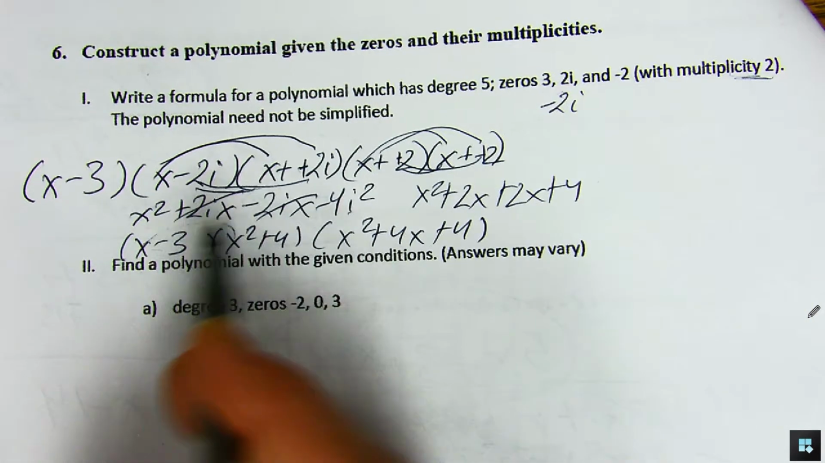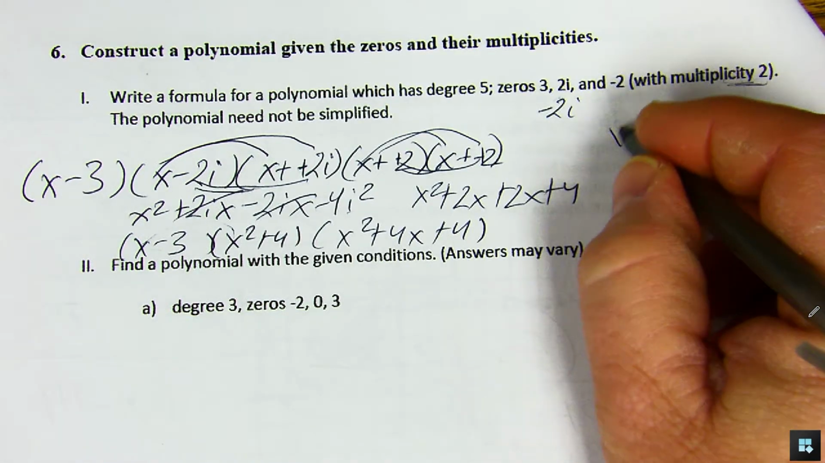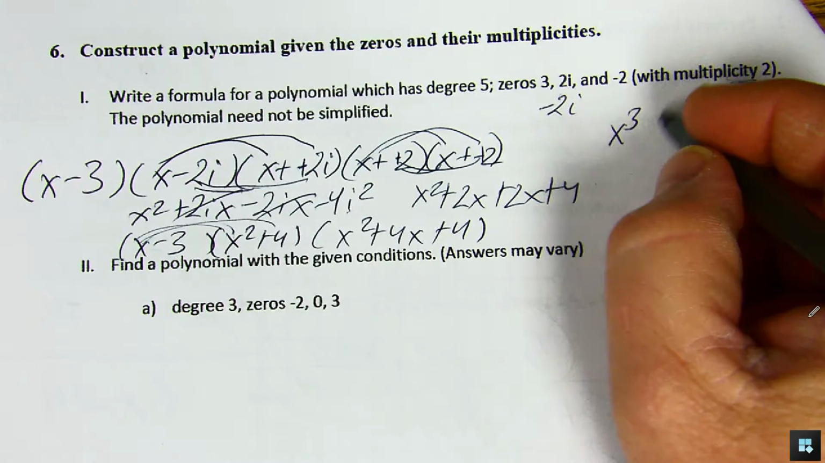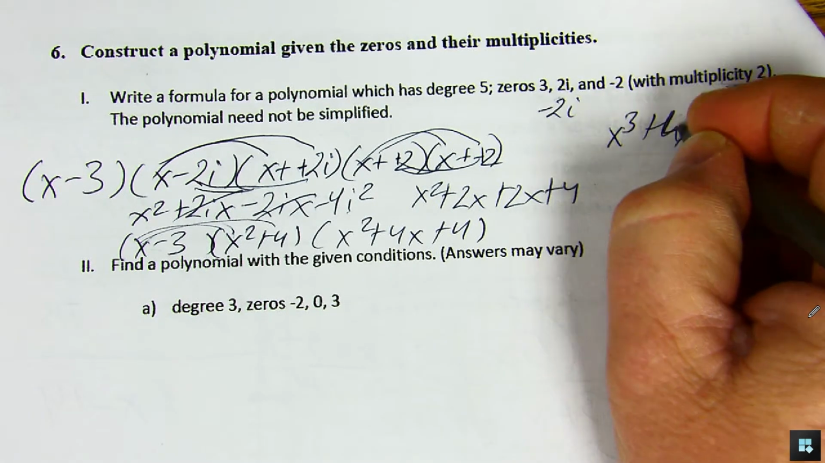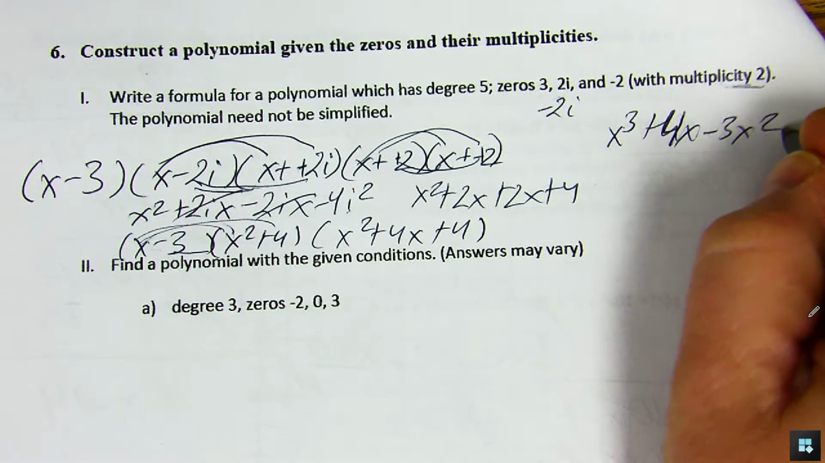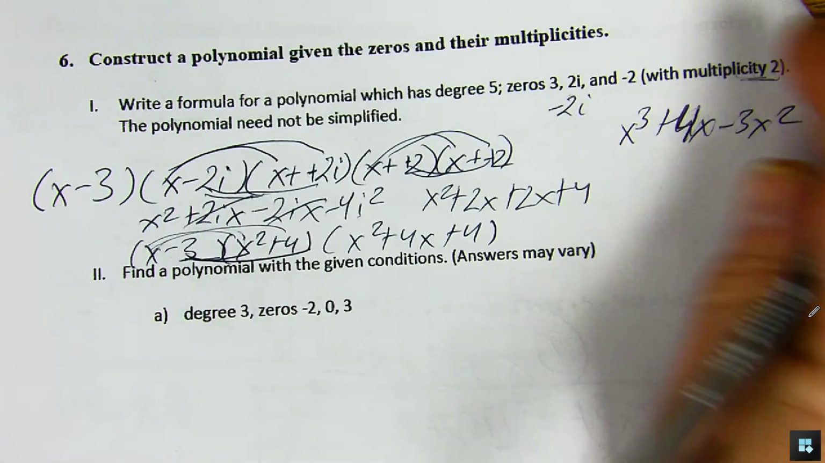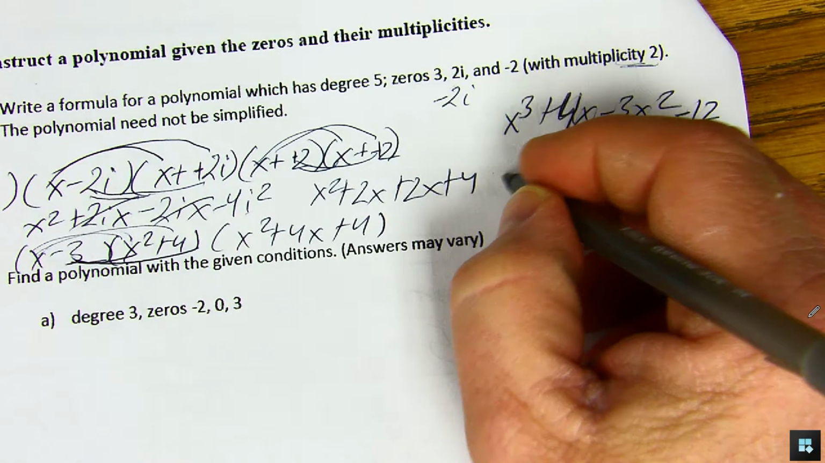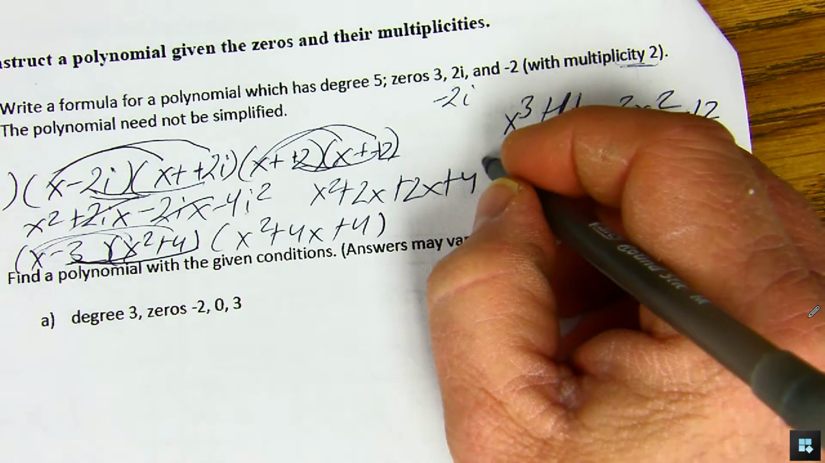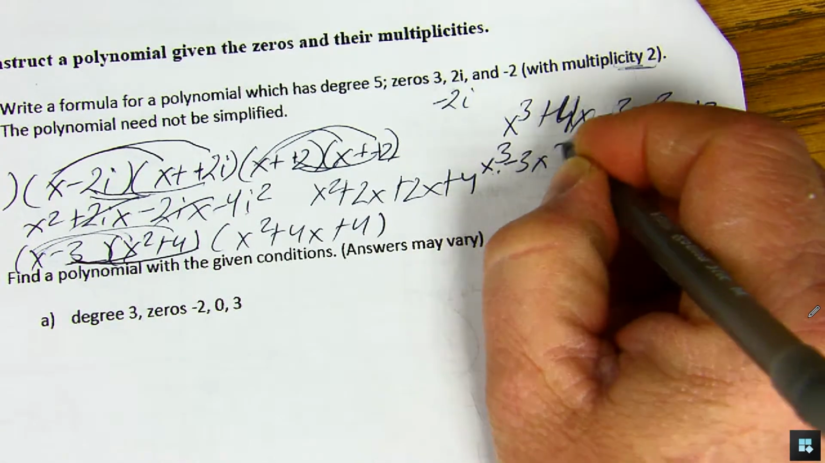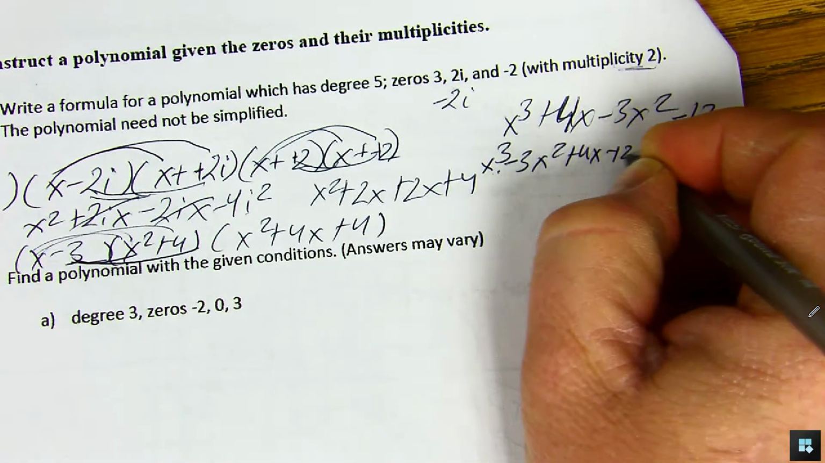You multiply this guy out. x squared times x is x cubed, x times 4 is 4x, negative 3 times x squared is negative 3x squared, negative 3 times 4, sorry about that, negative 12. Really in standard form that looks like this: x cubed minus 3x squared plus 4x minus 12.